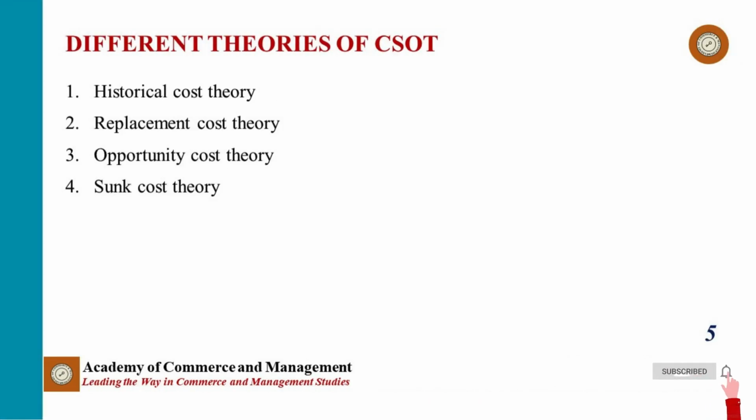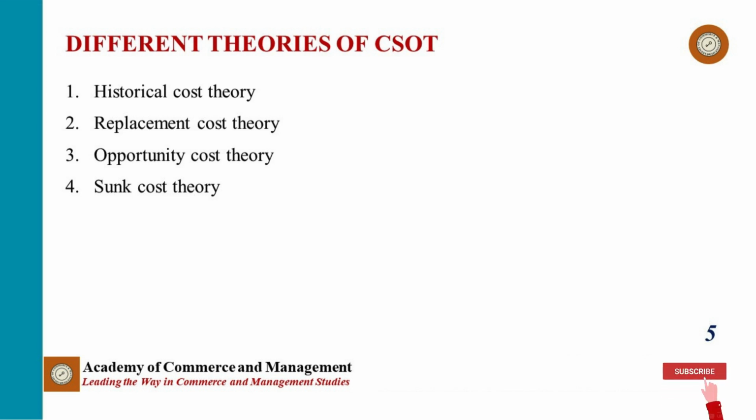Now, let us discuss different theories of cost. The first among them is historical cost theory. Under historical cost theory, costs are recorded based on the actual amounts paid to acquire assets or incur liabilities. It is the most typically used cost theory in practice due to its simplicity and objectivity. However, it is criticized on the ground that it ignores the impact of inflation and changes in value over time.